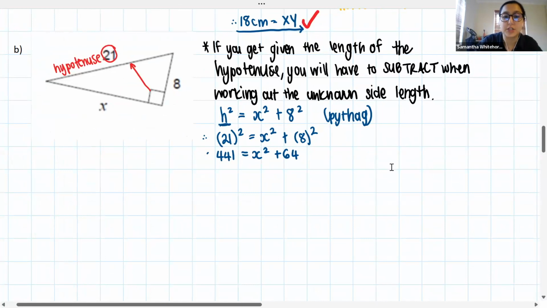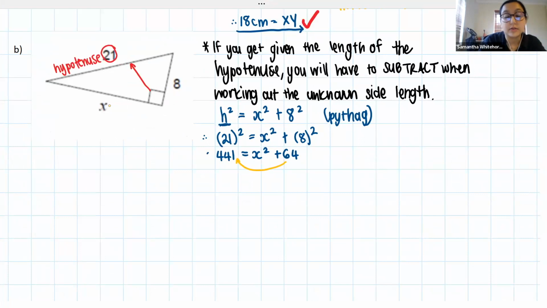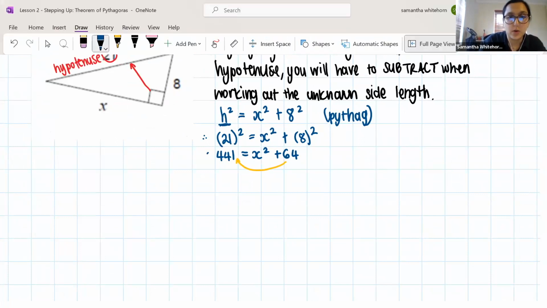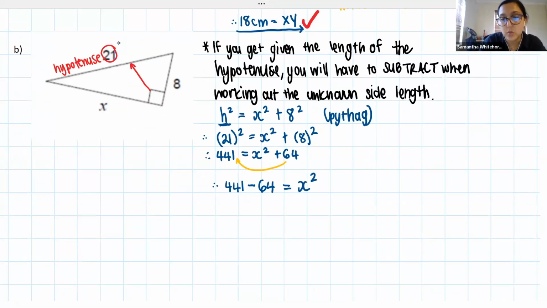This is now where the subtraction comes in, because what we want to do is take that 64 and move it over the equal sign. Remember, it needs to join the 441, and so using my inverse operations, I'm going to subtract 64 on both sides. This is where the subtraction comes in because I'm solving for x squared. So 441 minus 64 gives me 377, which is equal to x squared.